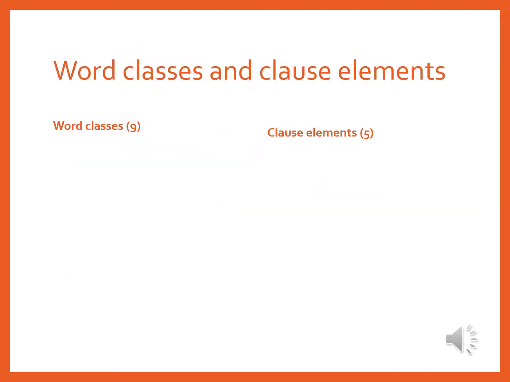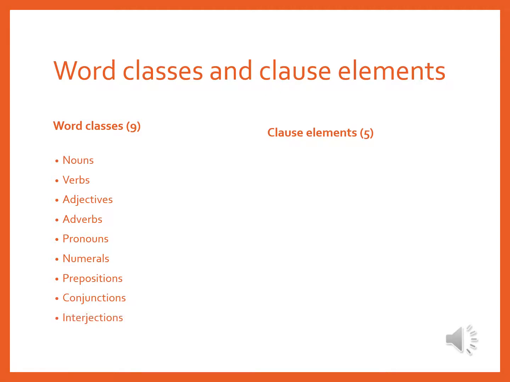So here I have listed the different word classes and clause elements. Word classes, there are 9 word classes, and most of them I think you'll recognize. We talk about nouns, verbs, adjectives, adverbs, pronouns, numerals, prepositions, conjunctions, and interjections.